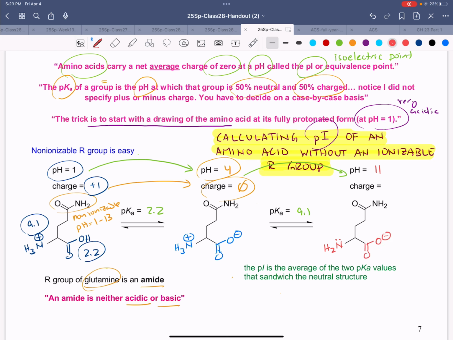Look at the net charge now. The net charge is neutral and negative. So this is net negative. And so here we traveled to net negative.